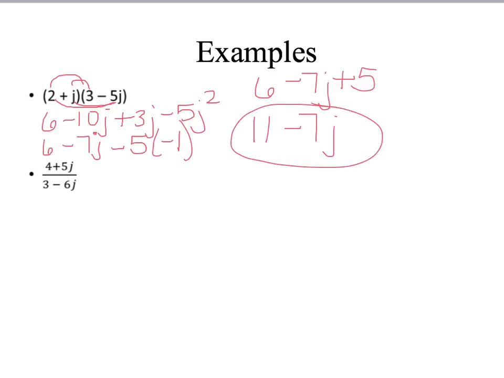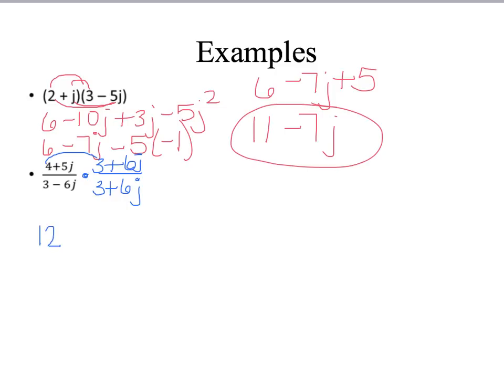And then lastly, I'm going to need to multiply by the conjugate here on the top and bottom. So the conjugate of the denominator is 3 plus 6j. I'll multiply by that on the top and the bottom. And in both cases, I'll have to FOIL.